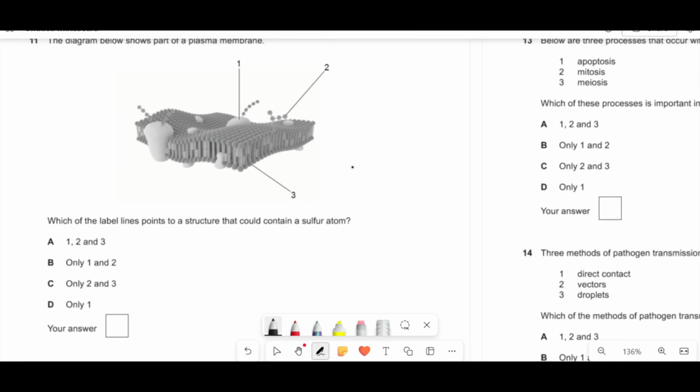So to me, a sulfur atom immediately rings bells for disulfide bridges in proteins, right? So whichever one of these is going to have that. So 1, that's a protein. 2, this is a glycolipid. And then 3, that's your phosphate head from your phospholipid bilayer. So the only one it can be is D, because that's a protein.